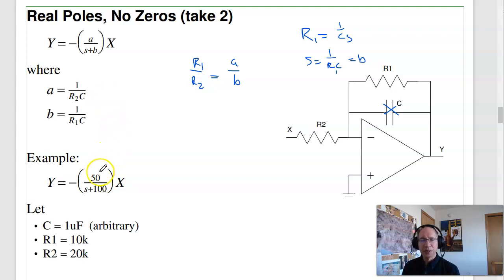For example, suppose I want to implement this filter, 50 over S plus 100. I've got 2 constraints, 3 degrees of freedom, so one is arbitrary. Let's just for fun say that C is 1 microfarad. You can pick anyone you want and set it. I'm just going to set C. The pole is at 100, so 1 over RC is 100. This is 0.01 microfarad, or 0.01 mega ohm, or 10K. The DC gain is 1/2, so this is going to be 20K. At DC, the gain is 10K over 20K, 1/2.